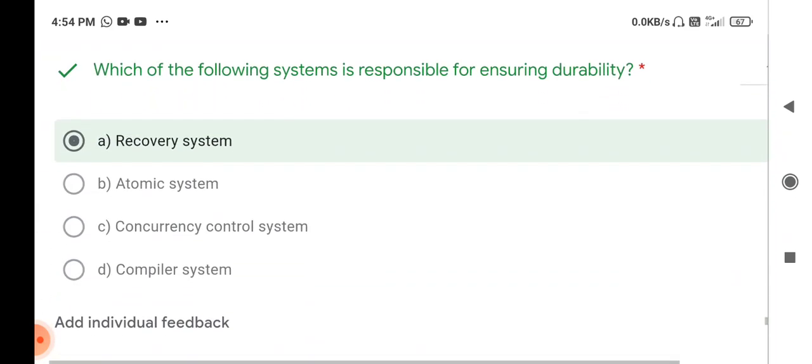Next question is, which of the following systems is responsible for ensuring durability? For ensuring durability, a particular system is used for recovery. You need to recover a system, so this is responsible for ensuring durability. So the correct option is option number 1.